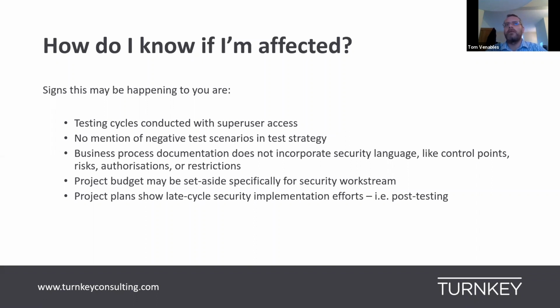You might not see negative test scenarios in your testing strategy or your scripts. By negative testing, we mean, can the role or can the user not do what they're not supposed to be able to do? As opposed to the positive test, which is, does it allow them to do what they should? The business process documentation, the swim lane diagrams that many of you may be familiar with, don't necessarily incorporate the common security language that we use, like control points, risks, authorizations, or restrictions. They might simply talk about functionality and not capture those requirements.